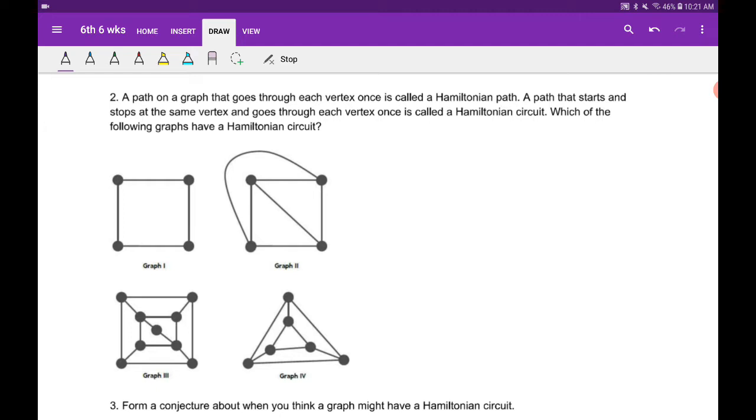All right, so Euler was about the edges. Okay, so some differences there. A path that starts and stops at the same vertex and goes through each vertex once is called a Hamiltonian circuit. So again, it starts and finishes at the same place, through every vertex. Which of the following graphs have Hamiltonian circuits? Some of you did some attempts, but here I'll put my solutions to this.